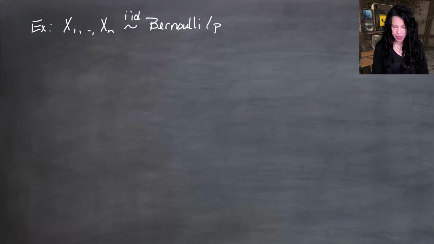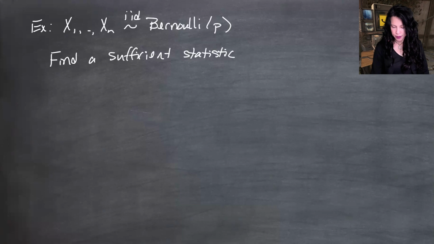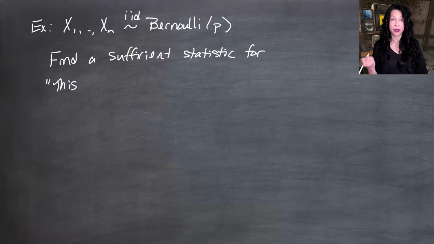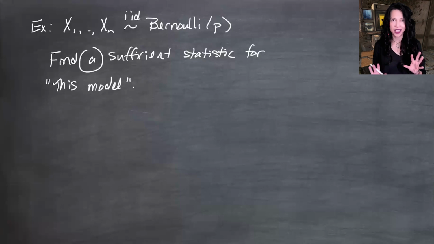Suppose I have x1 through xn, IID Bernoulli with parameter p. I want to find a sufficient statistic for estimating p, or for this model, because it doesn't just depend on p, but it depends on the fact that we had a Bernoulli distribution. So it's all sort of wrapped up in this model. I am not giving you a statistic and saying show that it's sufficient. I'm saying find one in the first place. And I do say "a" because sufficient statistics are so far from unique.